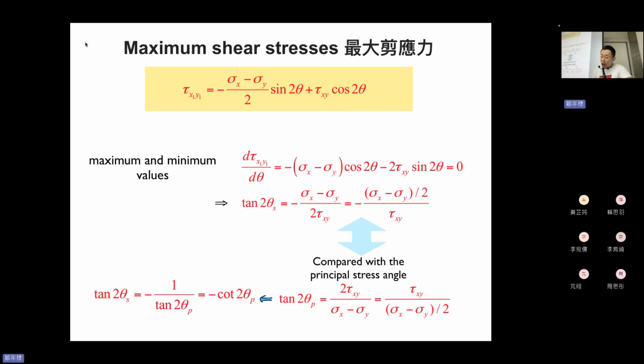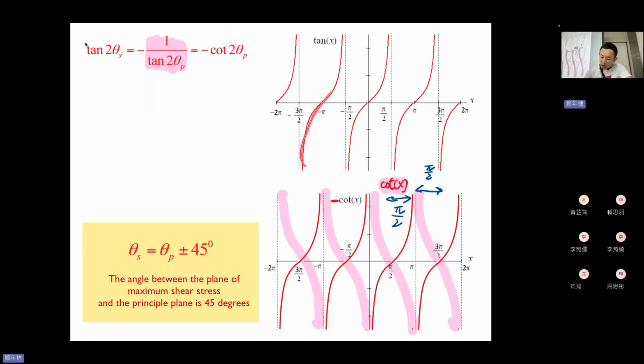Okay, and then we compare tangent 2 theta p and tangent 2 theta s, and we found that theta s and theta p can be correlated: you invert the tangent 2 theta p and give it the minus sign, and then you have the tangent 2 theta s. So you can see that they have a fixed relationship between each other. So I just try to plot the tangent x, and I do the inversion, and I just give the minus sign to flip it upside down again.